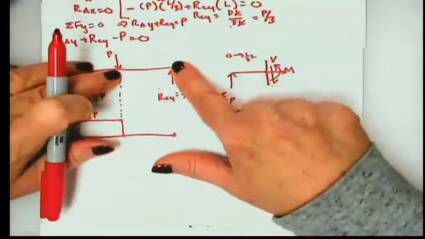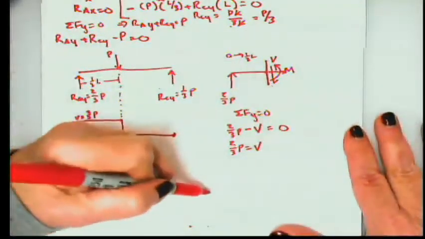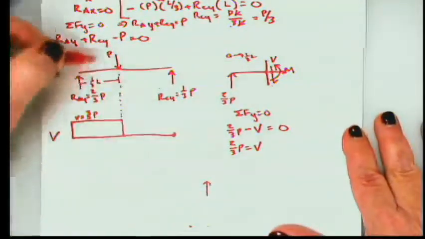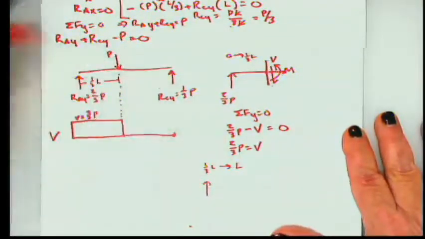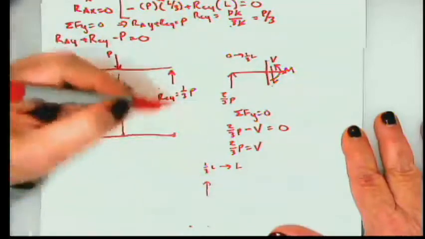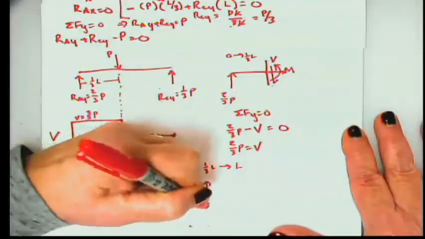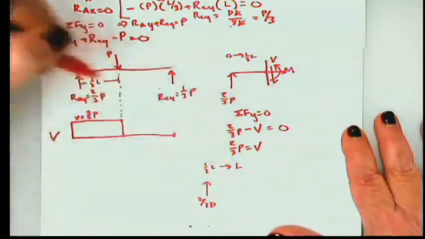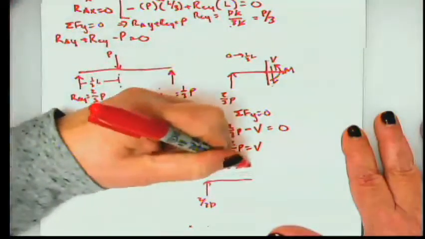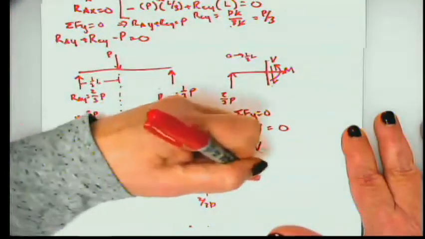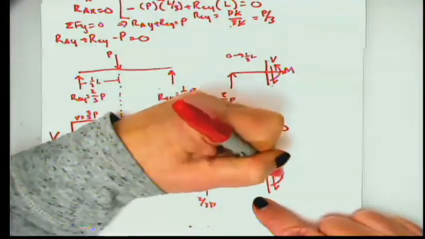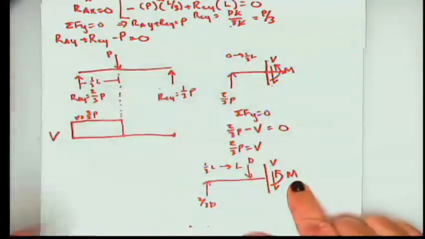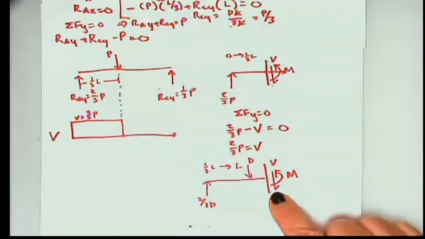Now something changes from here to here, and that is, this is from 1/3 L to L. I have a 2/3 P force acting here. Then I have P acting here. And then I cut before I get to the end, draw my V, and like I said, I draw my moment, which we'll work with next time. So all we're working with is the V.